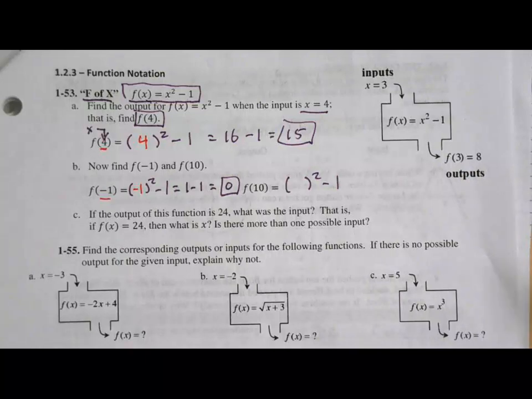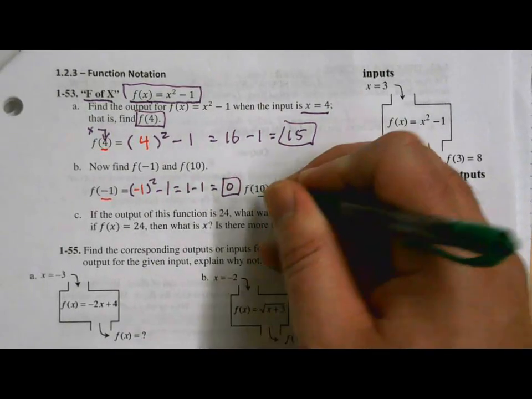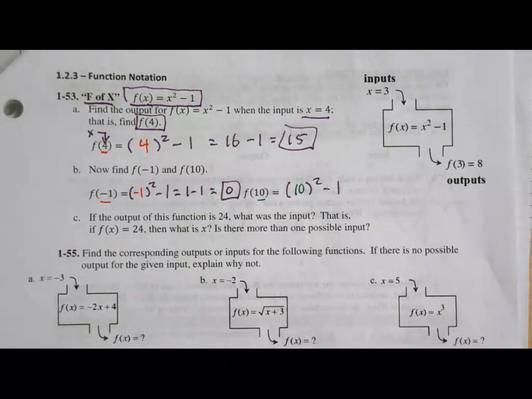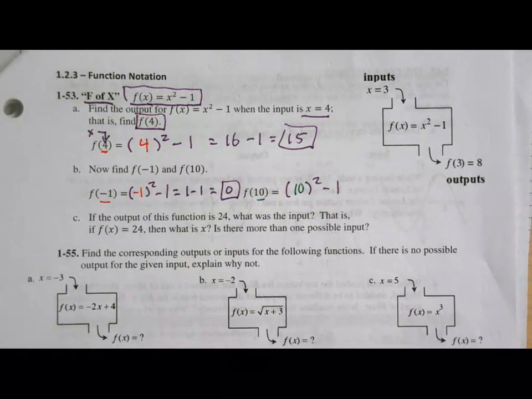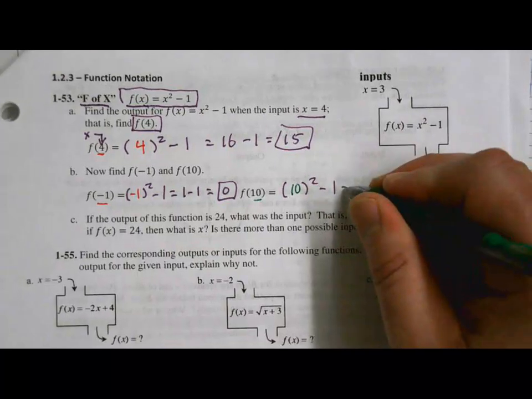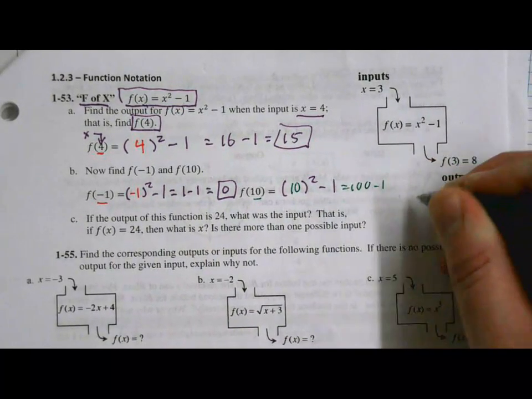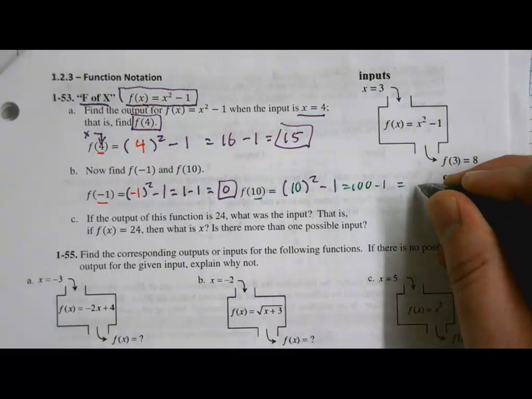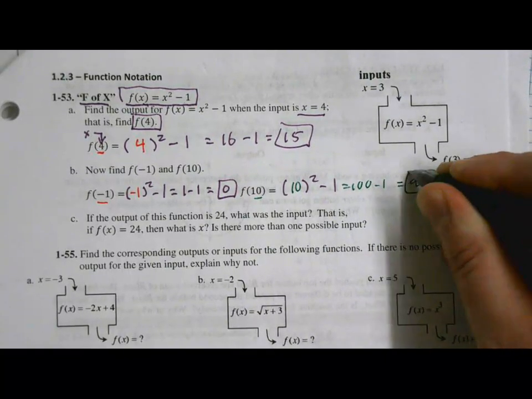What number did you put in there? I'm only giving you one guess this time. 10, good. Do we know what 10 squared is? 10 squared is 100, 100 minus 1. Final answer is, what is f of 10? It's 99.